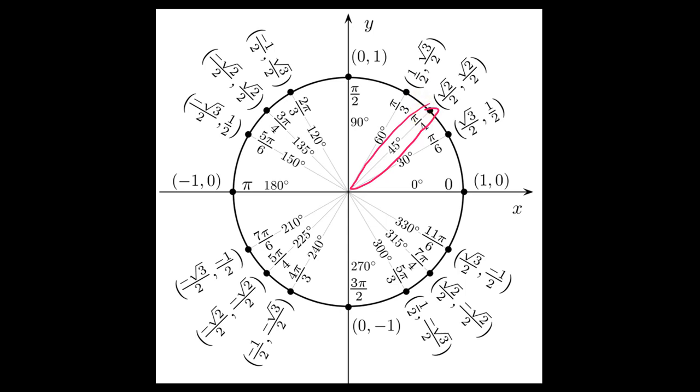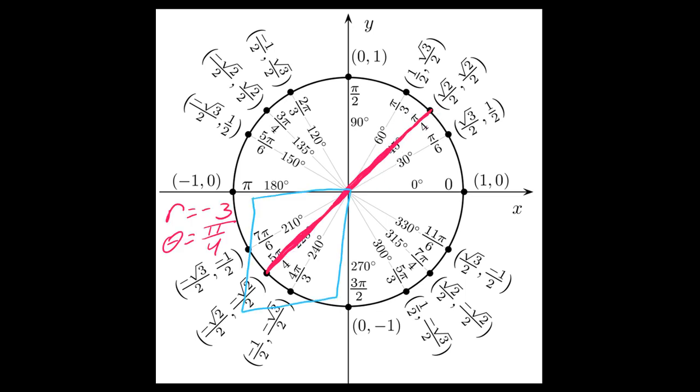So remember, when I have r equals negative 3, that's basically just being reflected over on the other side. So this side over here would still represent that angle of pi over 4, but now I have to go in the negative direction. So you see how that works?